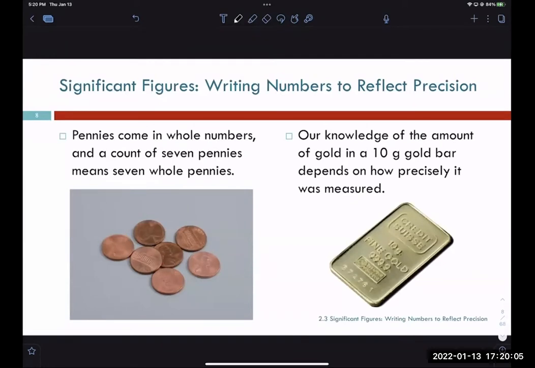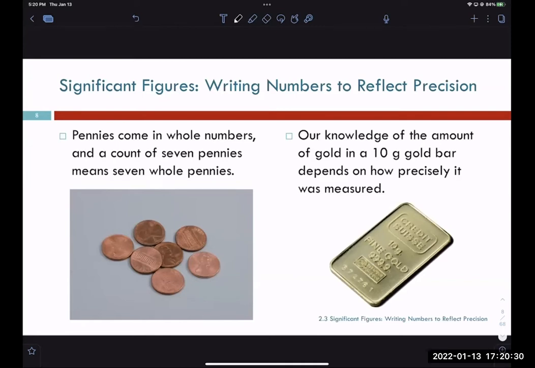Okay, so part of the reason we have scientific notation is so that we can keep significant figures for very large numbers specifically. For a lot of things, we count them with discrete numbers. So like the 7 pennies here, right? There's no wiggle room for that. There's exactly 7 pennies there. You could take 1 penny away and you'd have 6. You could add another penny, you'd have 8.